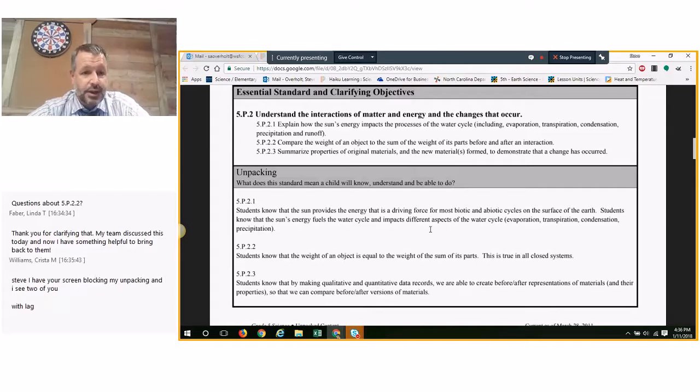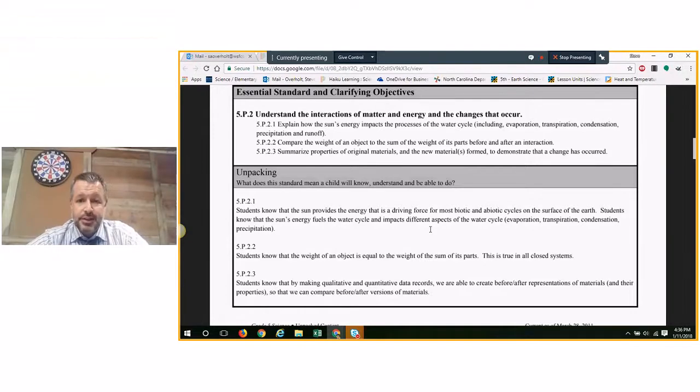Our 5P 2.3 is to summarize. Our verb is to summarize that one. We need to summarize the original materials and the new materials formed to demonstrate that a change has occurred. So students know that by making qualitative and quantitative records, we're able to create before and after representations of materials and their properties, so that we can compare before and after versions of the materials. So as we're doing our demonstrations and explorations with students, we're going to have them notebooking, taking down qualitative and quantitative records of what they're seeing.